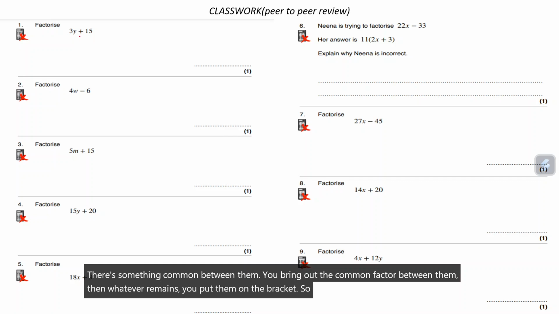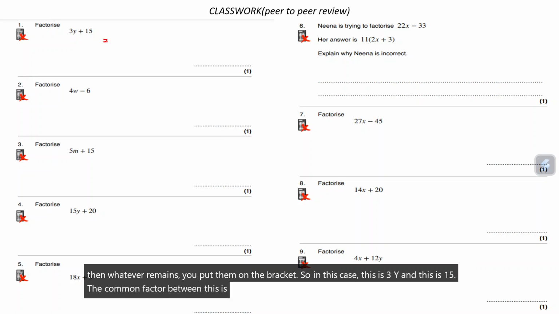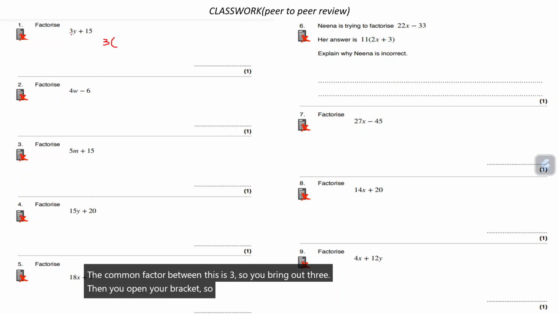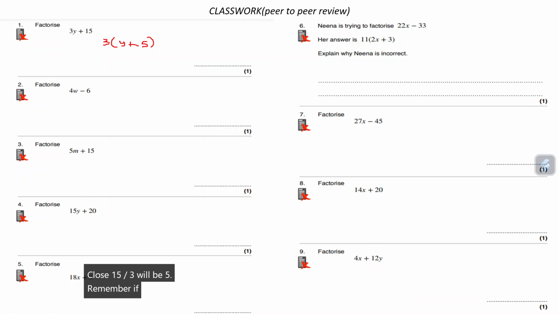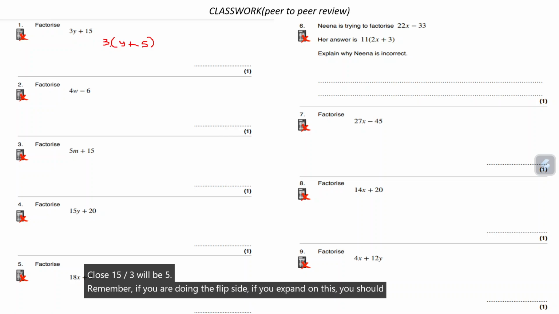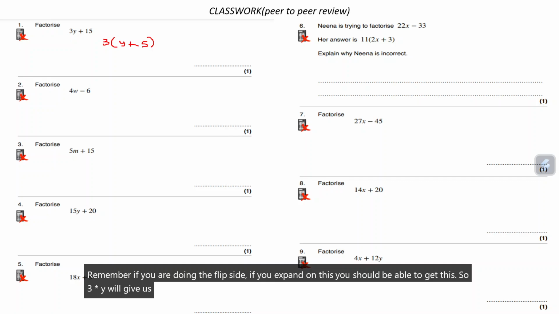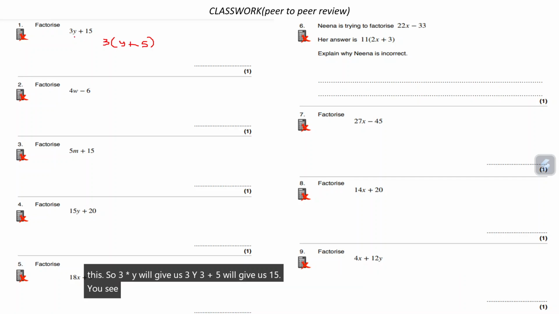So in this case, this is 3y and this is 15. The common factor between them is 3. So you bring out 3, then you open your bracket. 3y divided by 3, you have y remaining, plus 15 divided by 3 will be 5. Remember, if you are doing the flip side, if you are expanding this, you should be able to get this. So 3 times y will give us 3y. 3 times 5 will give us 15. If you expand this, you still arrive at this.